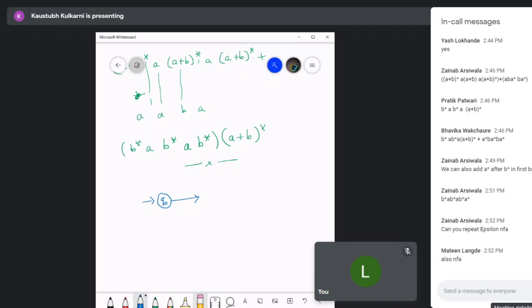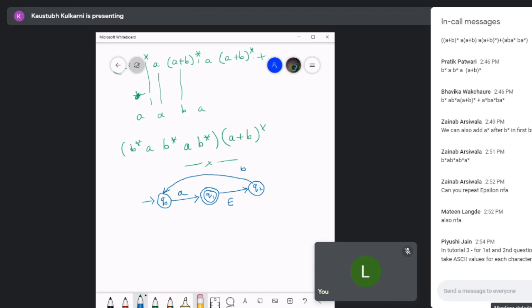There was no question in the tutorial on converting NFA to DFA, but it was covered in the lecture. Let's say on A it goes to Q1, then there is an epsilon transition to Q2. Okay, let's say this is the NFA that we have. This is an epsilon NFA that we have.